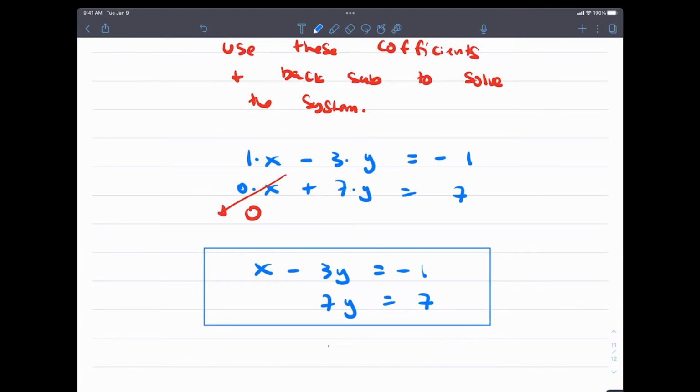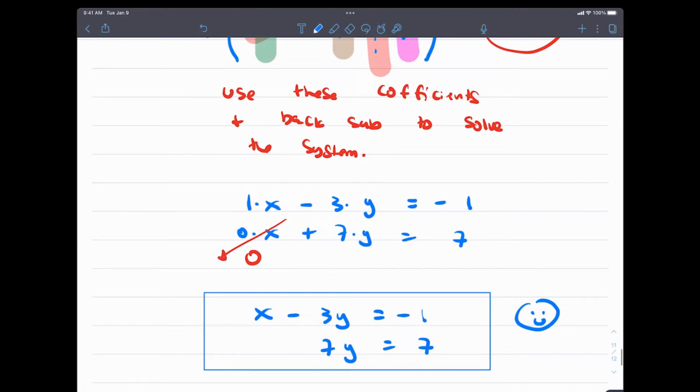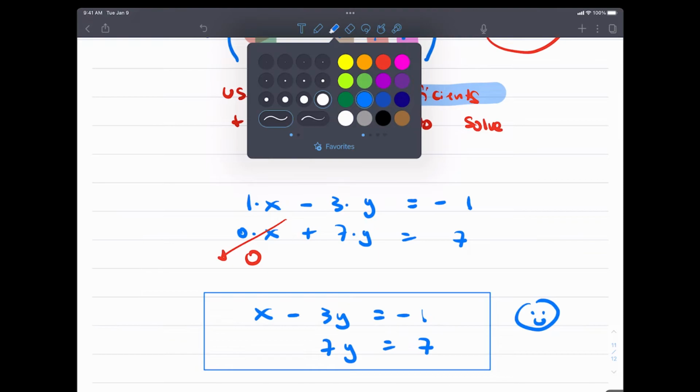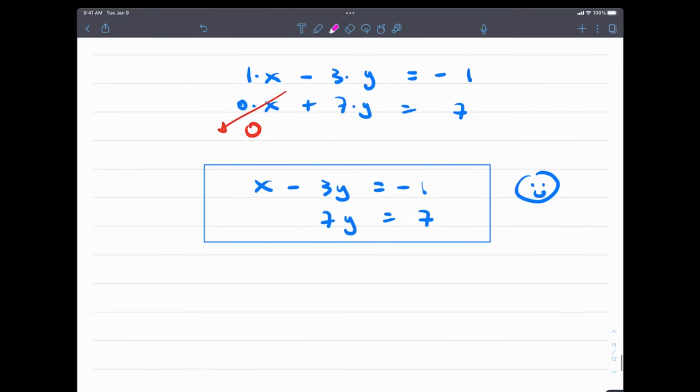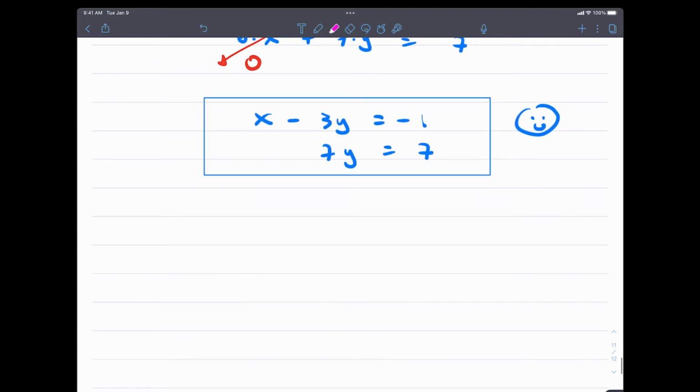This is why you did everything. Put a double happy face. Because remember, this is what they're saying. Use the coefficients. And then now we got to use this thing. We're going to color it pink. We're going to use back substitution to solve the system. Back substitution. Okay? Now, you might say, what is back substitution? This is back substitution.